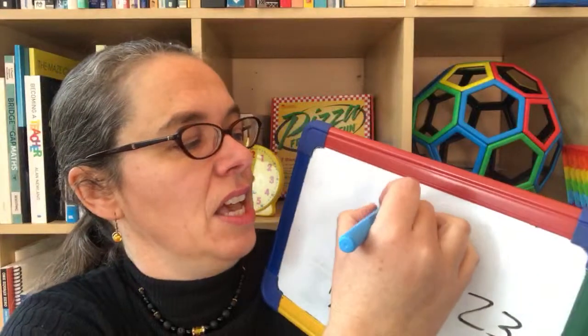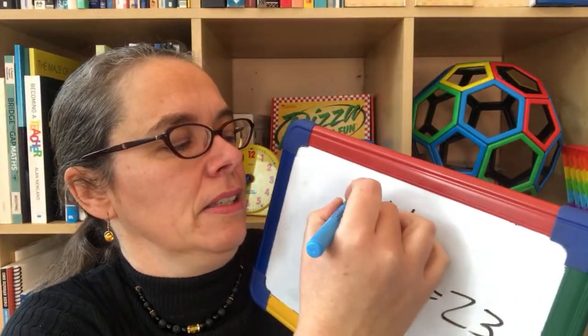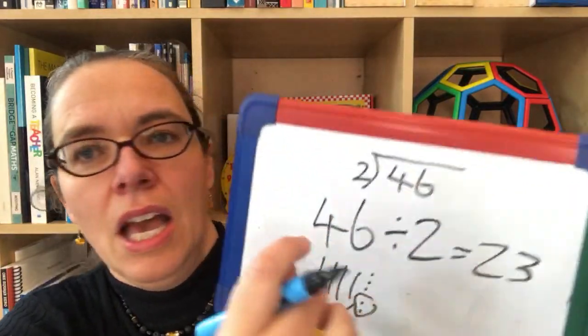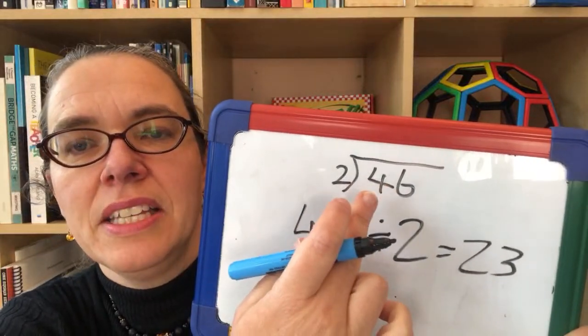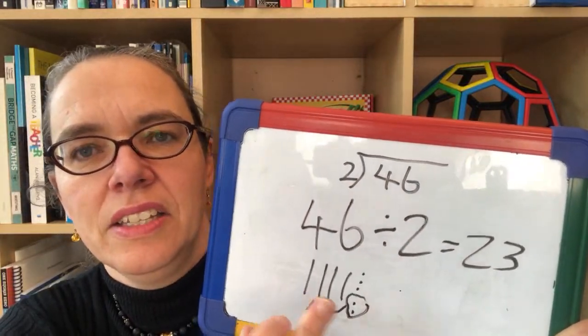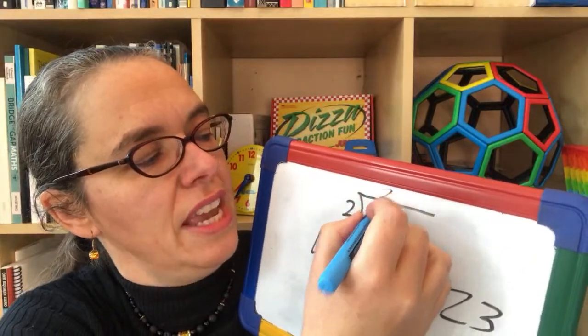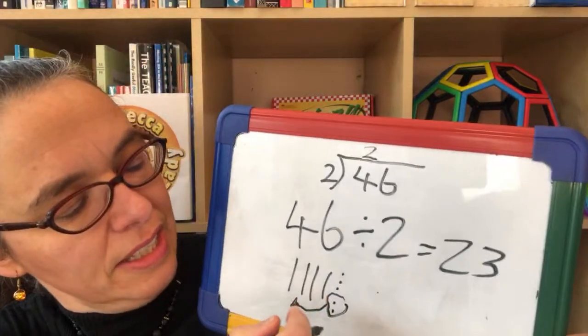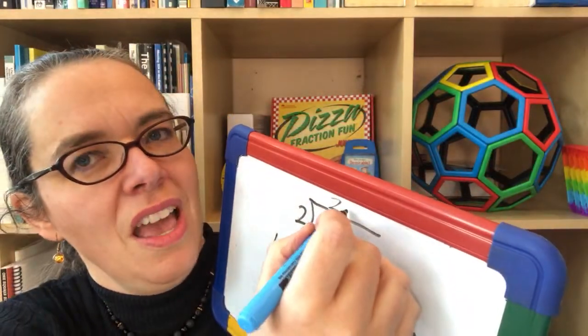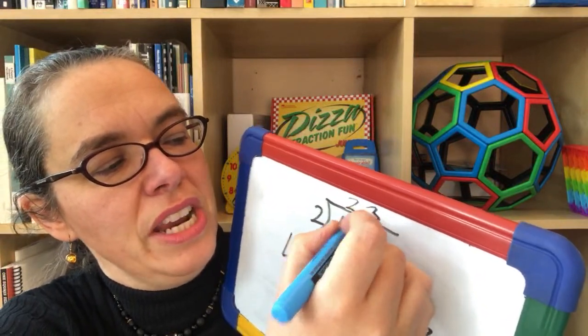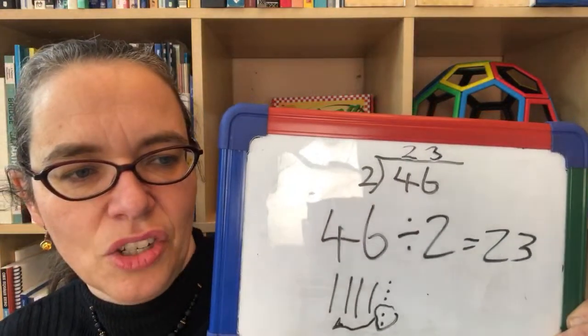And we could set it up properly like this. And we could say, well, we divided the 4 10s into 2 equal groups, and there were 2 10s in each group. We divided the 6 1s into 2 equal groups, and there were 3 1s in each group.